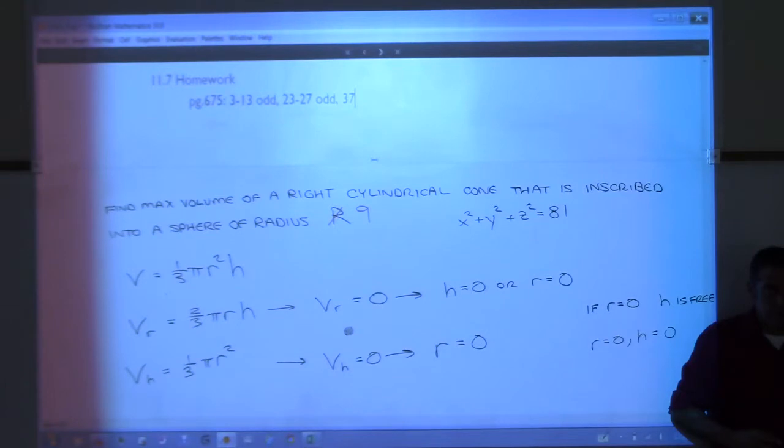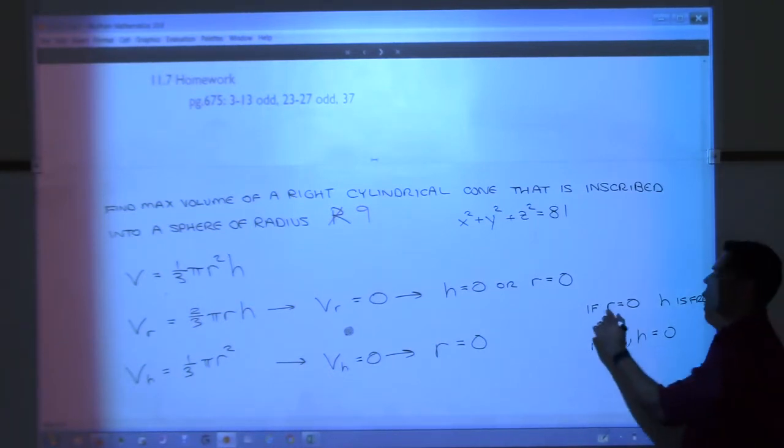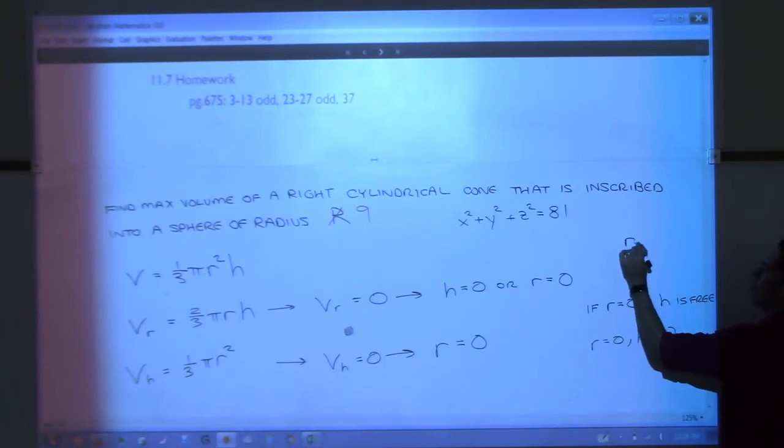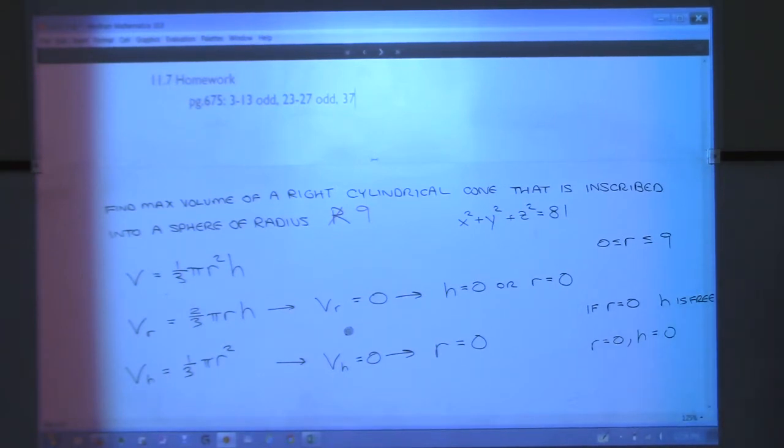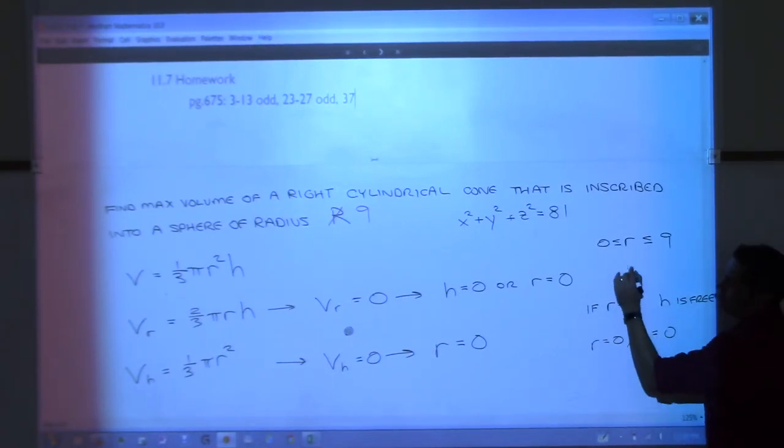How come you can't restrict just r? If you restrict just r, what are you going to restrict it to? The radius, 0 to 9? Yeah, but then you have to put a restriction on h, though.